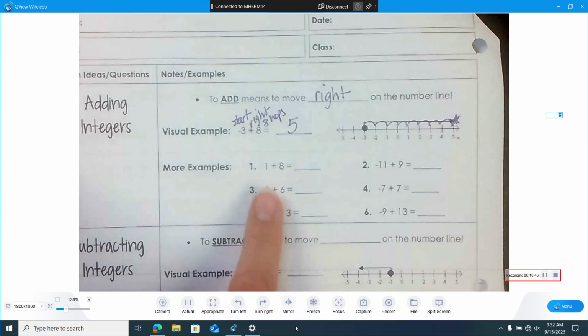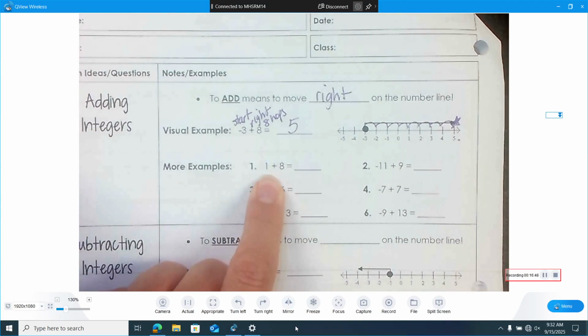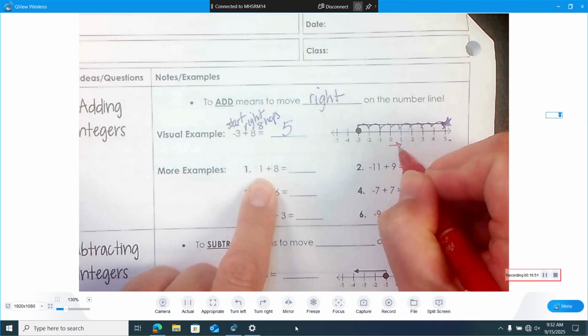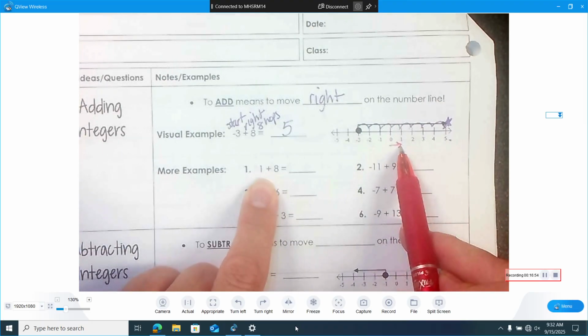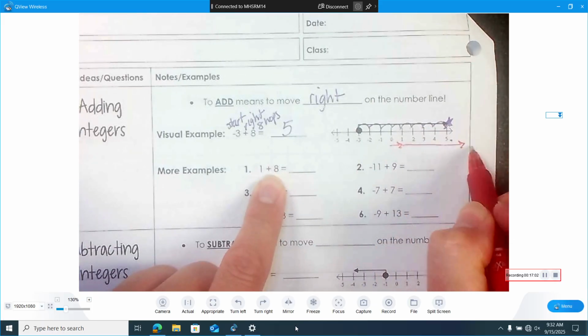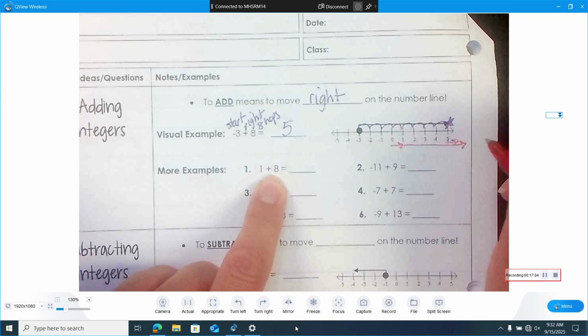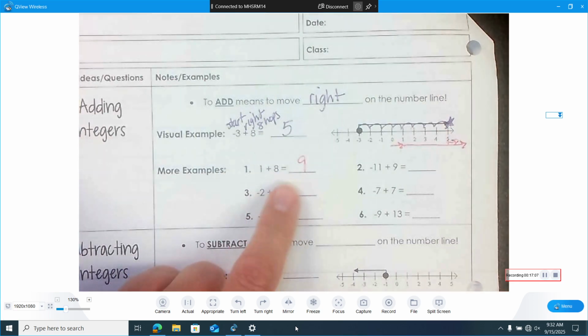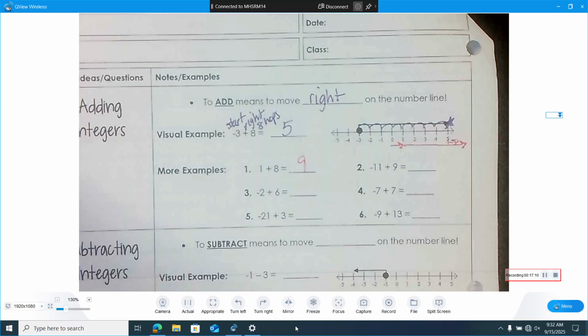Let's look at number 1 here. I'm starting at 1 on my number line, and it says I want to move right 8 more spaces. So if I add 8 spaces to that, where do I end up? 9. Yeah, that was pretty easy. If I start at -2 and I have to move 6 spaces to the right, where do we end up? 4. Yeah, 4.